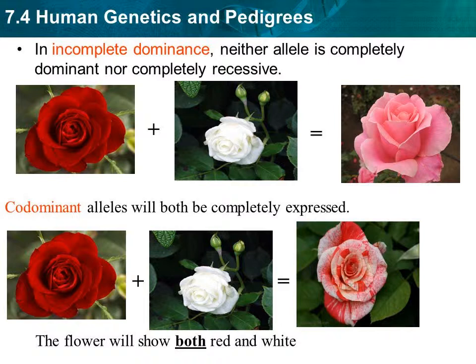In reference to codominance, you have a red cell that's going to be produced, and you have a white cell that is going to be produced.